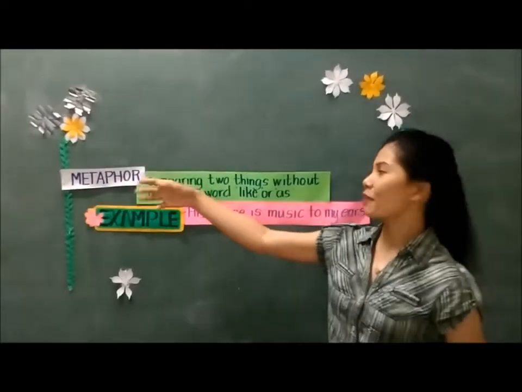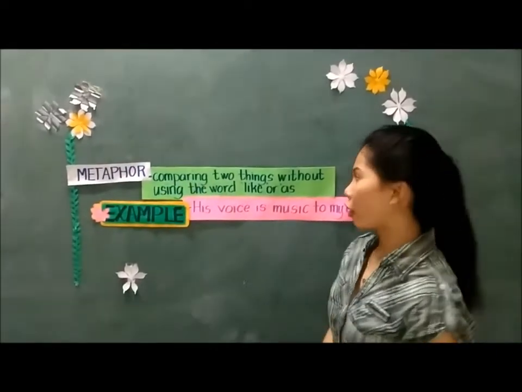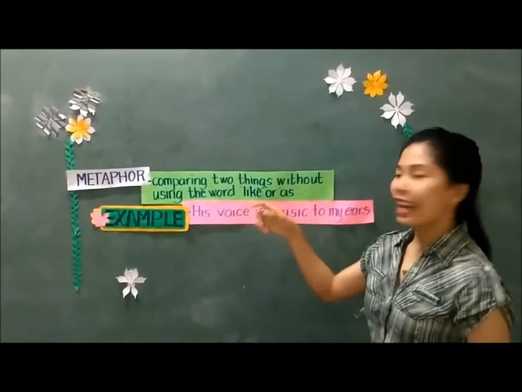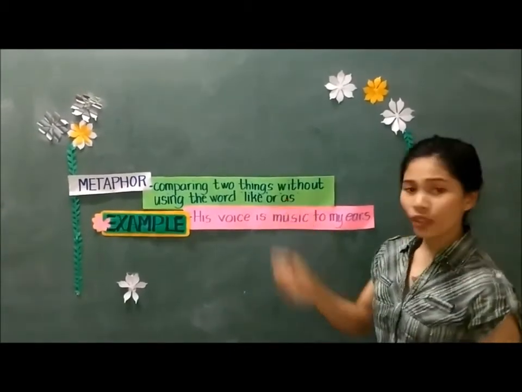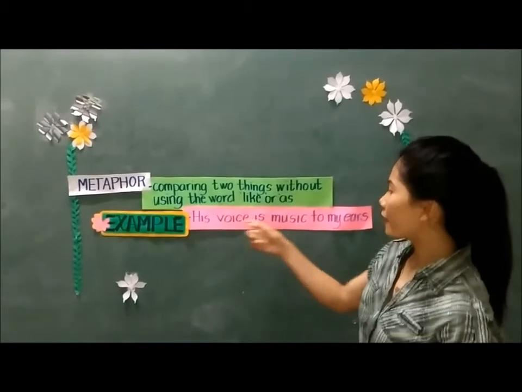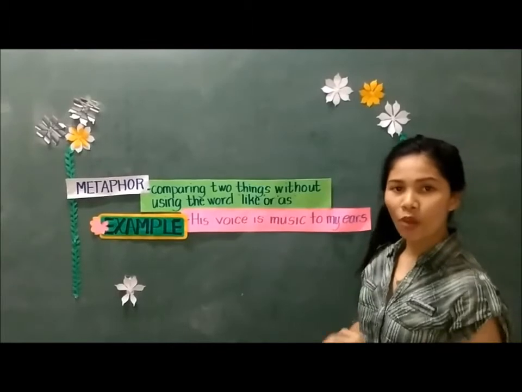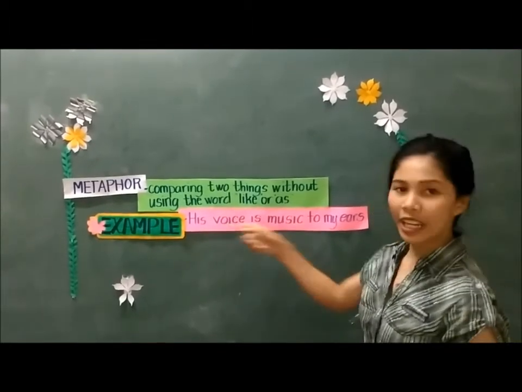The second one is metaphor. So what is metaphor? Metaphor is comparing two things without using the word like or as. So example is, his voice is music to my ears. So the two things that are being compared here are the voice and music.